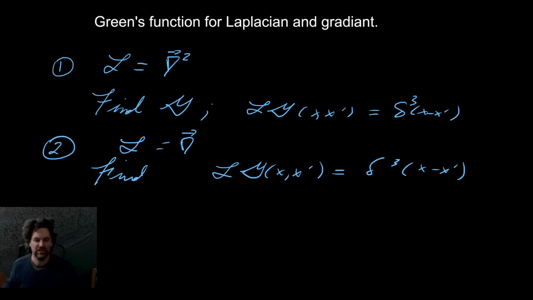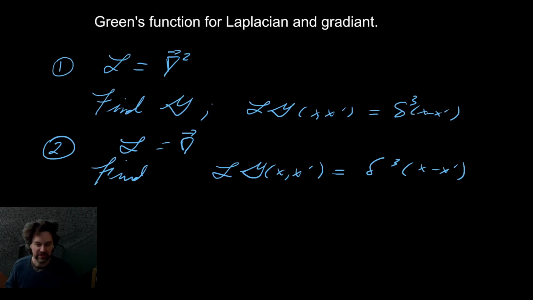In this video series, I'm going to derive and use the Green's functions for the Laplacian and for the gradient. The Laplacian is just a del squared operator, and we want to find a function so that the del squared of g of x, x prime is the three-dimensional delta function of the difference x minus x prime.